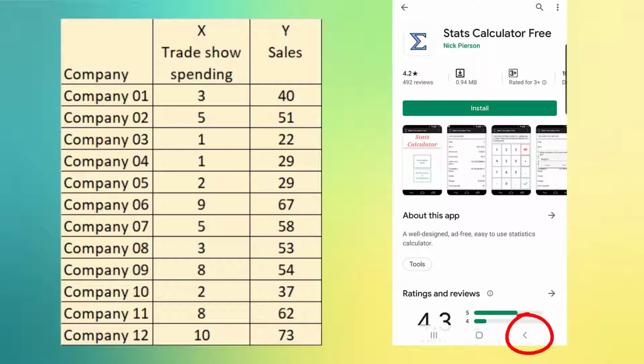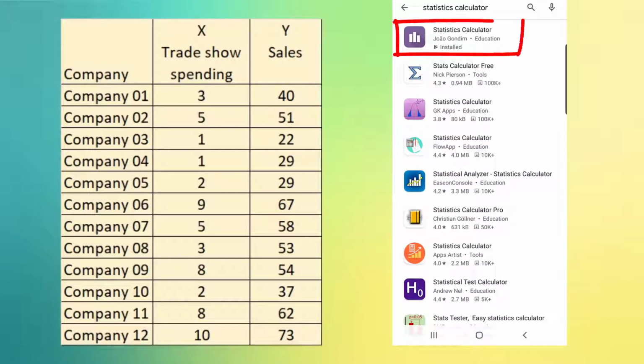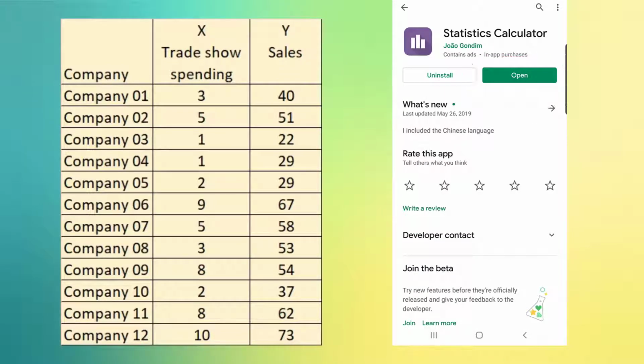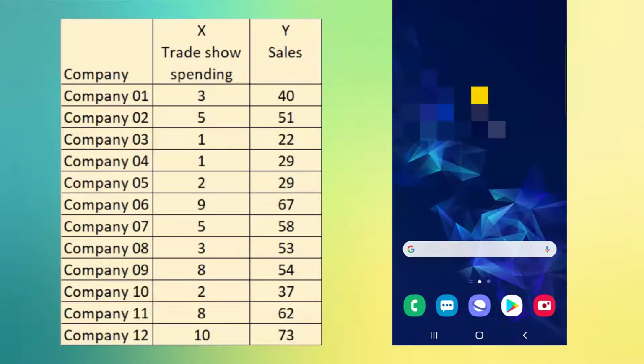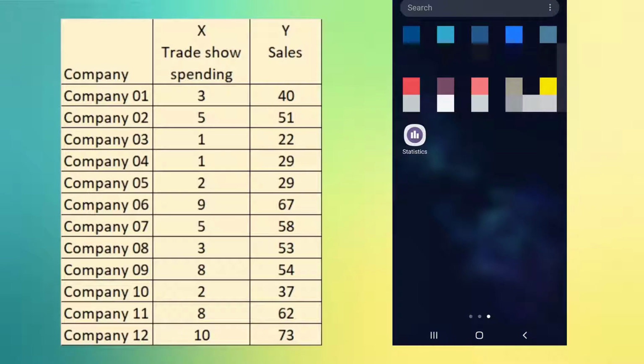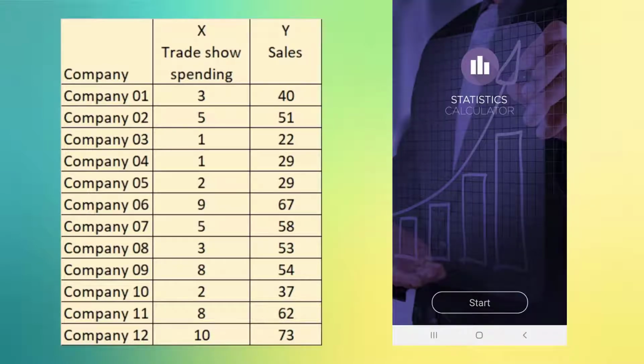Click this arrow back sign. There is one app that is already installed. Let's click that one. Click here to open the app. There's another way of doing it. Click this home screen button. Now you're in the home screen. Swipe up to go to the apps drawer. Click this icon named Statistics. Now the app is open.